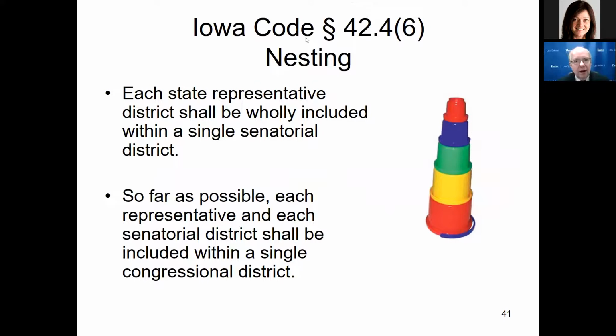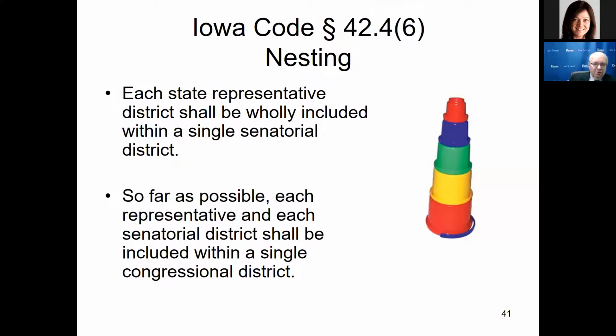Another requirement in Iowa law is nesting. Iowa law provides that each state representative district shall be wholly included within a single senatorial district. So for those familiar with Iowa, House Districts 1 and 2 comprise Senate District 1, and it goes all the way. And so no Senate districts cross a state representative boundary.